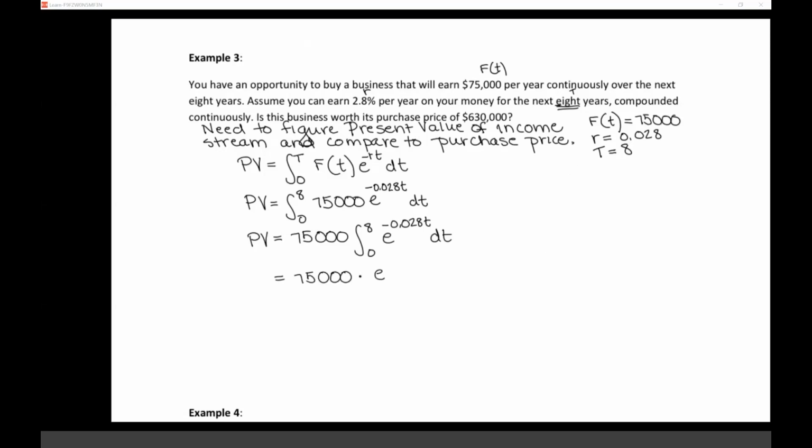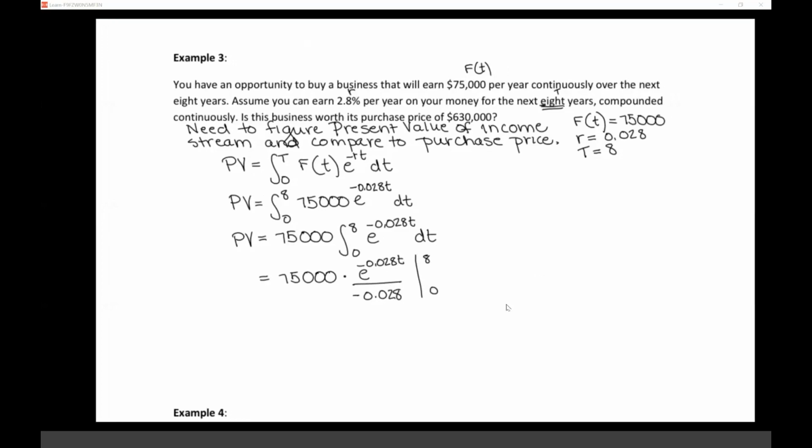This is e to the minus 0.028 t divided by negative 0.028. And then I'm going to evaluate that from 0 to 8. Everybody all right with the integration? Okay. So again, if you've got some constant times your variable up here, you're going to divide by that constant when you integrate.